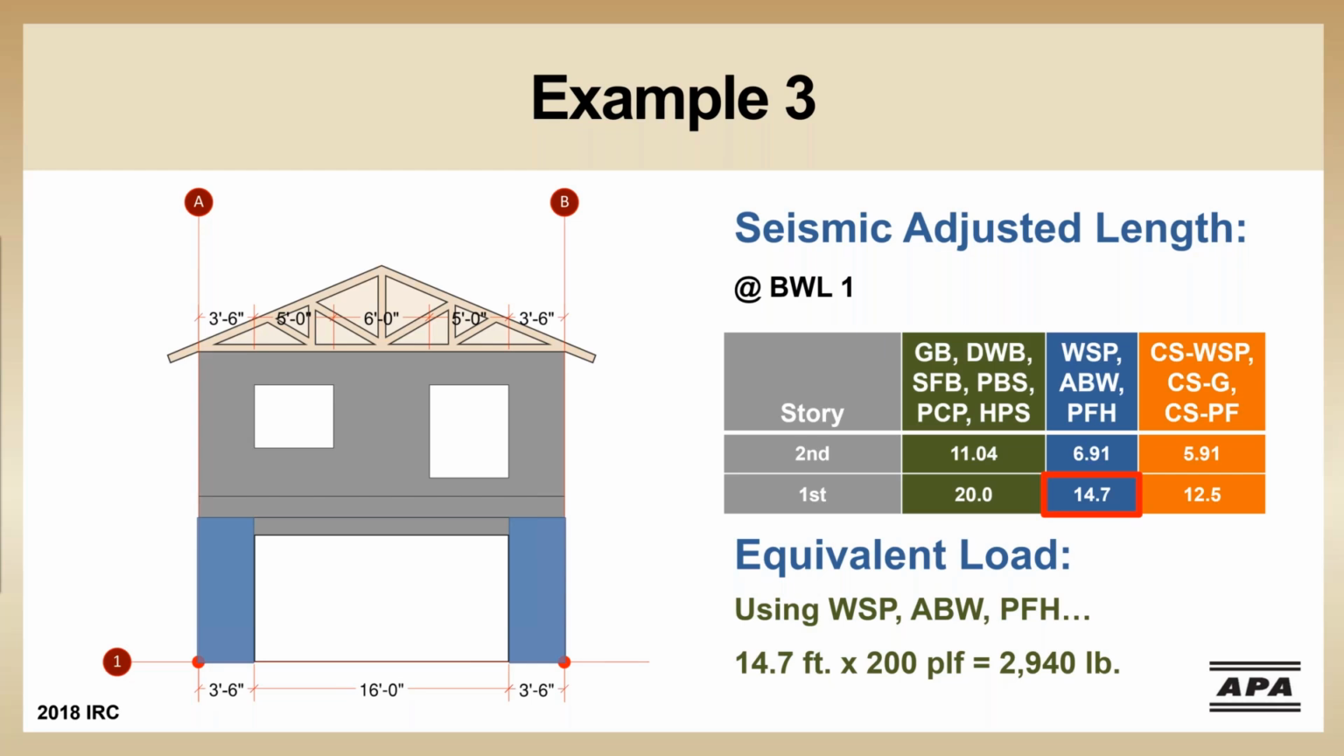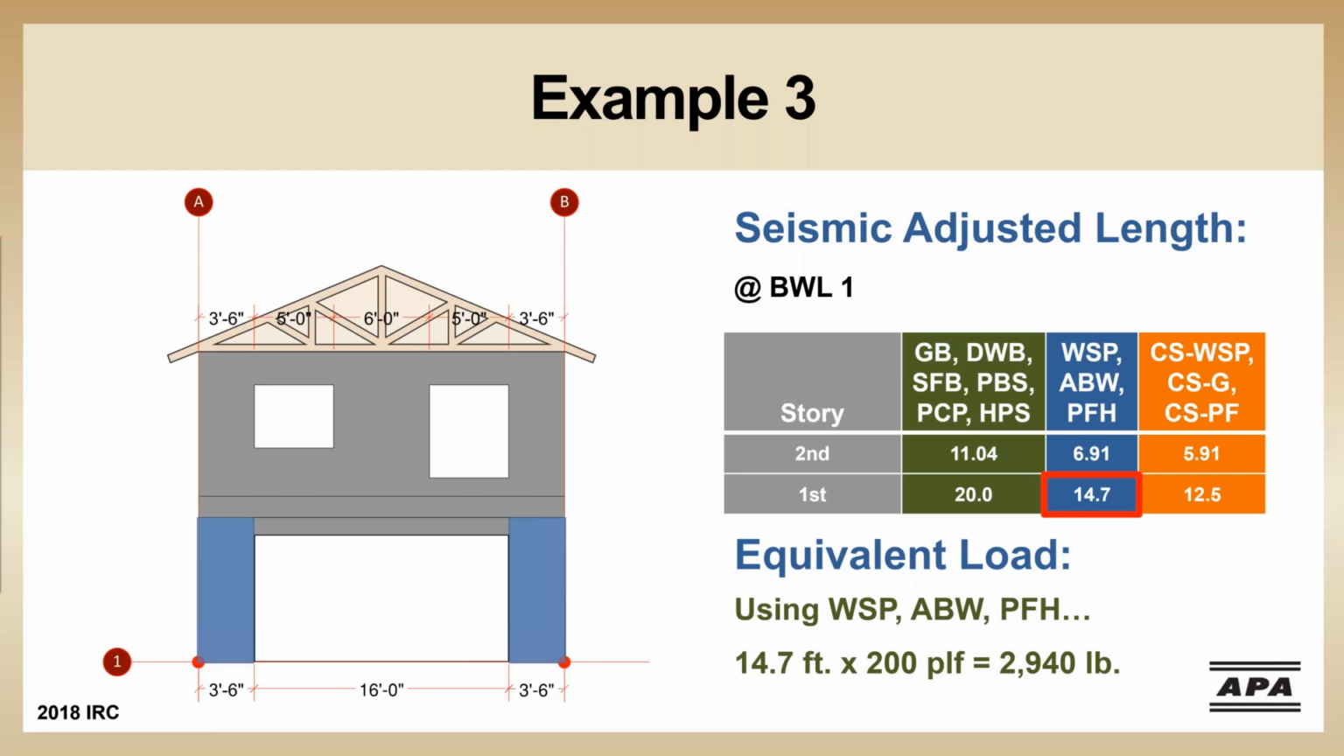Let me remind you that the equivalent load is determined based on the special design provisions for wind and seismic publication, which is by ANSI and the AWC. From that publication, 200 pounds per lineal foot is the allowable load for 3/8 category sheathing edge nailed at 6 inches on center. Using the WSP value of 14.7 from the table and multiplying that value by 200 pounds per lineal foot gives us 2,940 pounds of lateral load we need to design for at the garage wall line.